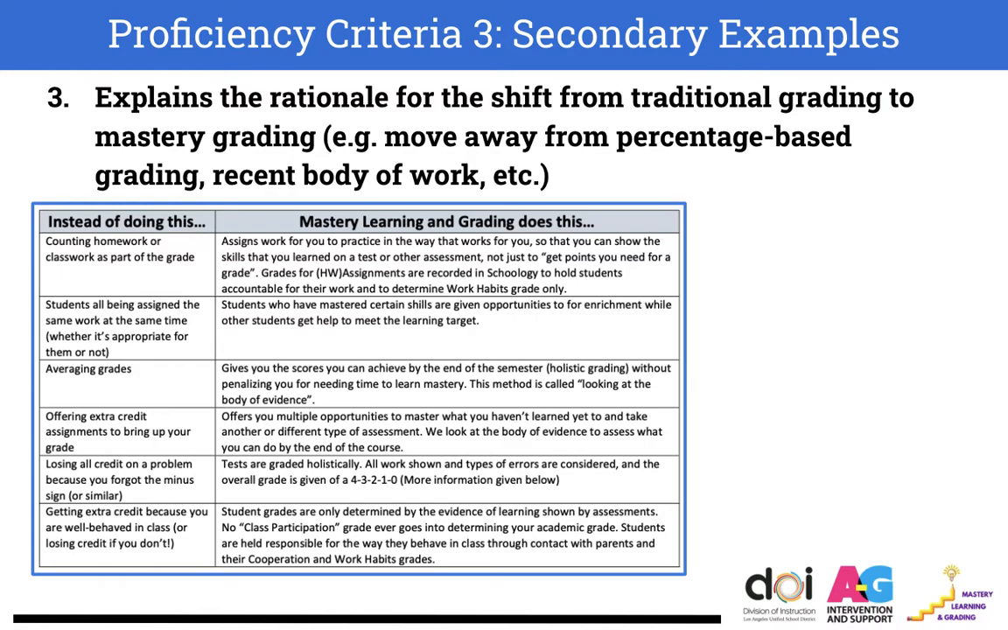In a separate and different example, the teacher has decided to address their rationale organized in a table, and they contrast what they might do traditionally or what they may have been doing previously to what their practice is like in mastery learning and grading. So for example, instead of averaging grades, the teacher will use the body of evidence to make grade determinations. Instead of offering extra credit assignments, the student will have multiple opportunities to demonstrate proficiency.